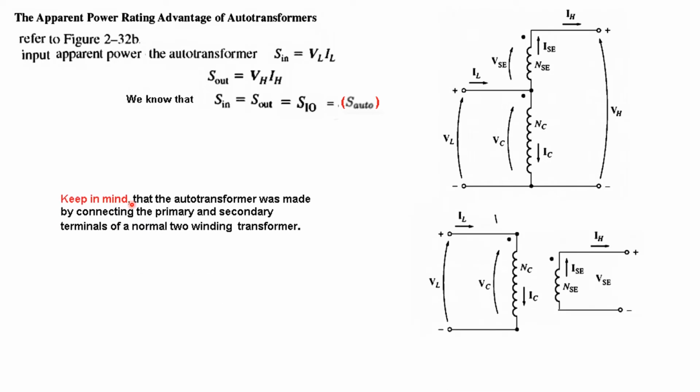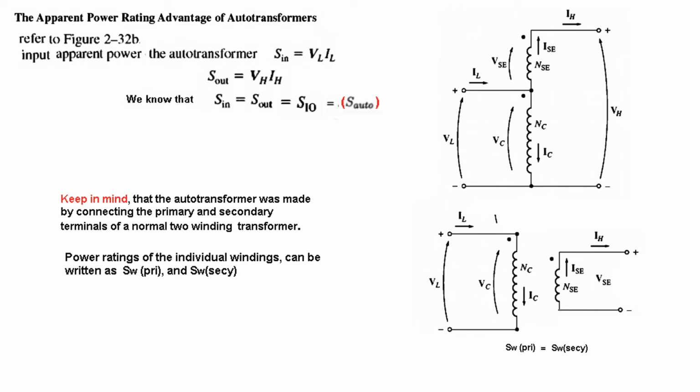Keep in mind that the autotransformer was made by connecting the primary and secondary terminals of a normal two-winding transformer. So this is a normal two-winding transformer, and we connect it here, adding the windings together to get the autotransformer. So the power ratings of the individual windings can be written as primary power and secondary power. We call them S2, and the power will be equal on both sides.